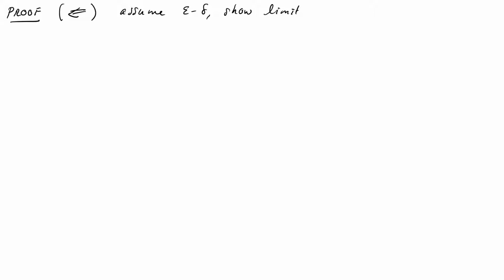Now, because it's an if and only if theorem, we have to prove both directions. So we're going to start by assuming that the epsilon-delta property is true, and we're going to show that the limit defined in terms of sequences also holds. This is going to get a little bit tangly. So the first thing we have to do is figure out what it is we actually have to do, because if we can't figure that out, then we can't make any progress at all.